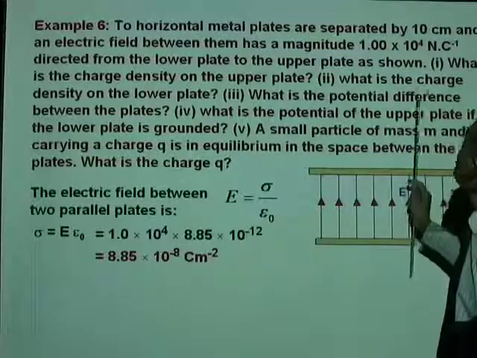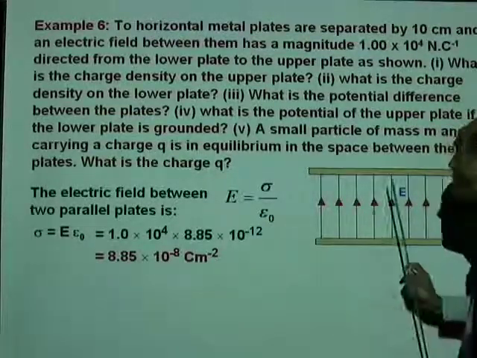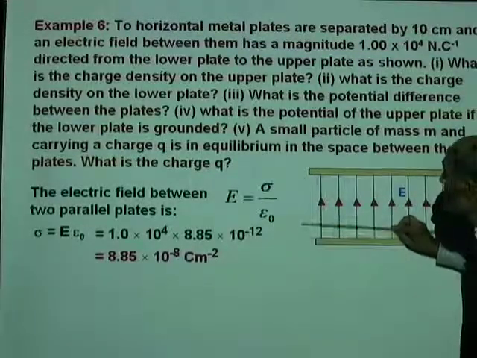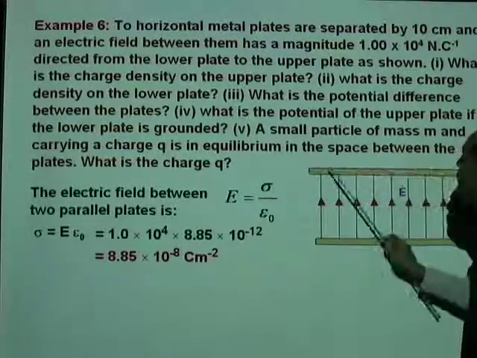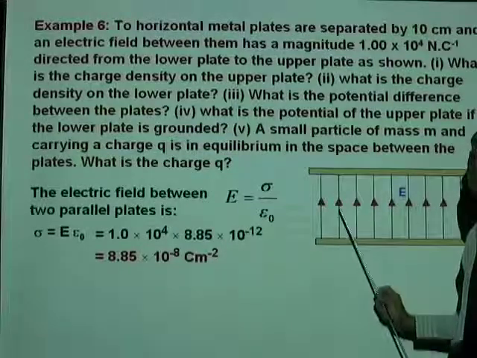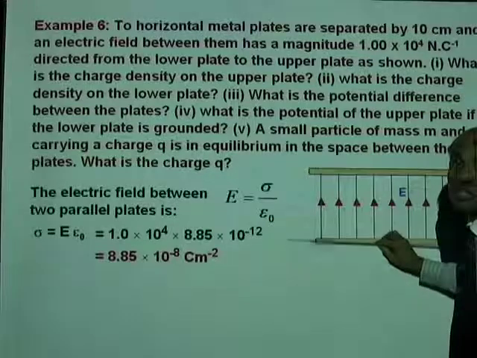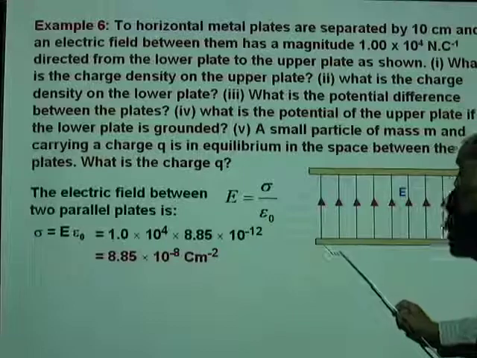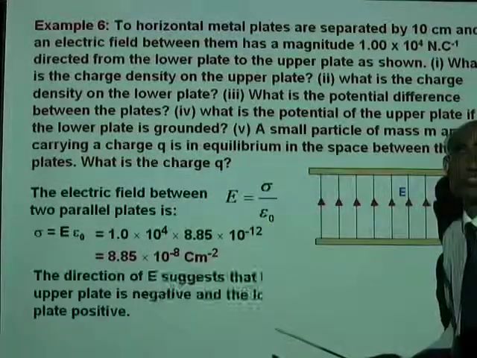Well, we need to find the charge density on the upper plate and on the lower plate. Tell me, the electric field is given to be directed from the lower plate to the upper plate. So, what is the charge on the upper plate? Is it positive or negative? An electric field will originate from a positive charge and end on a negative charge. So that means the lower plate is positive and the upper plate is negative.